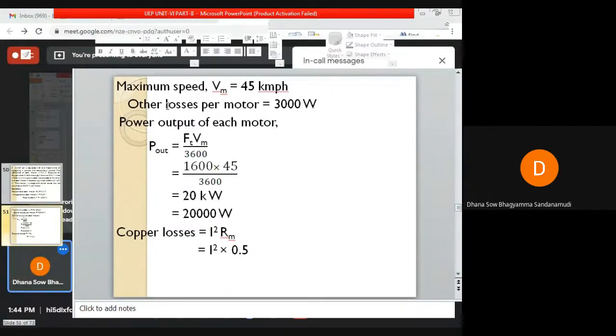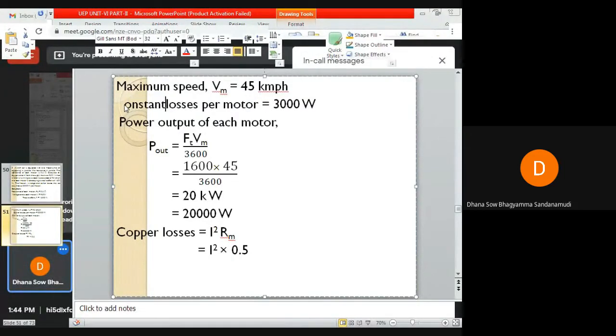So the steady state speed is given, that is 45 kilometers per hour. Let me give some notation, Vm. It is the maximum speed. So Vm equal to 45 kilometers per hour, and the frictional, windage and other losses are assumed to be 3000 watts. So what I am going to write here is constant losses. I'm assuming it, so in general you can write constant losses are 3000 watts.